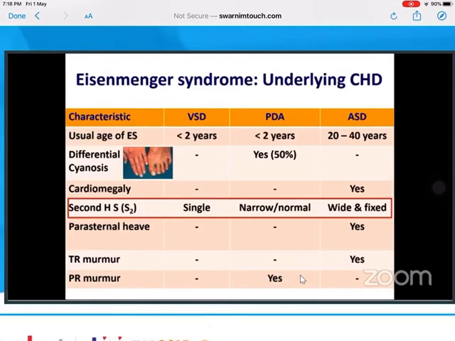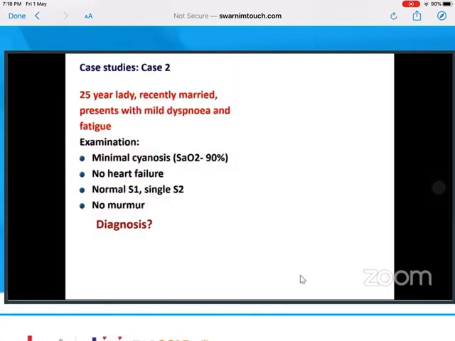Parasternal heave is unlikely in VSD and PDA because the RV pressure never goes beyond LV pressures. And similarly, a tricuspid regurgitation murmur may be there in ASD because right ventricular dilatation is much more in ASD compared to the other two conditions. Pulmonary regurgitation murmur is secondary to PAH and can occur in any of the conditions, but it is typically described in PDA. So if you have a PR murmur in an Eisenmenger, please make a diagnosis of patent ductus arteriosus.